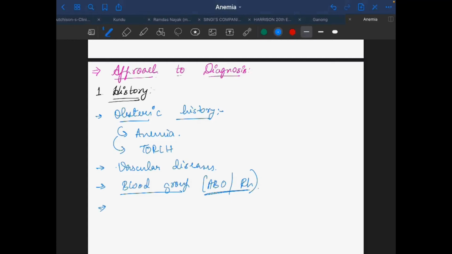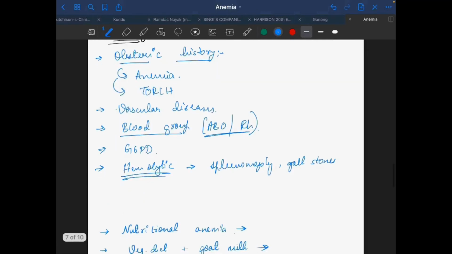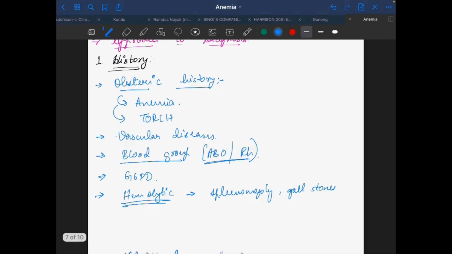You also have to ask the family history about G6PD deficiency or any other hemolytic disorders in the family. If the family has any hemolytic disorder, there will be a family history of hemolytic disorders. There will also be a history of splenomegaly in the other siblings, and gallstones in the family, or there might have been gallstone removal surgery in the family. So this history will lead us towards the diagnosis of hemolytic anemia in a child.